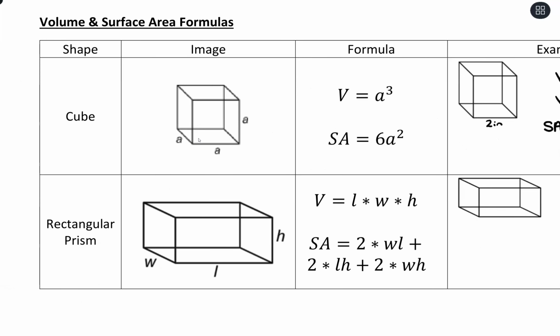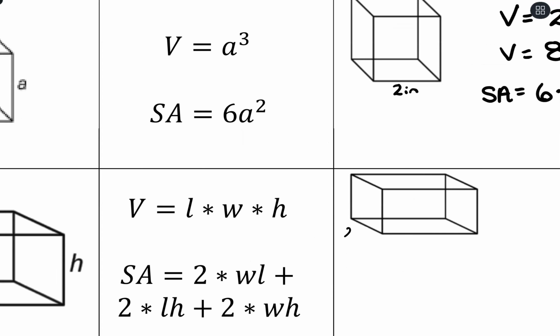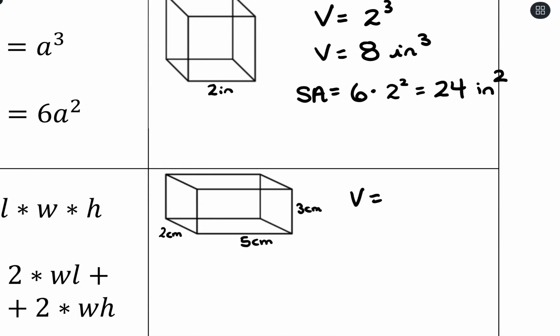Okay, if we change this into a rectangle, a rectangular prism, like we talked about up above there, we'll be taking length times width times height for volume. So let's say we have 2 centimeters, 5 centimeters, and 3 centimeters. If I wanted to find the volume, I'm multiplying 2 times 5 times 3, which is 30, and then we would have centimeters cubed.